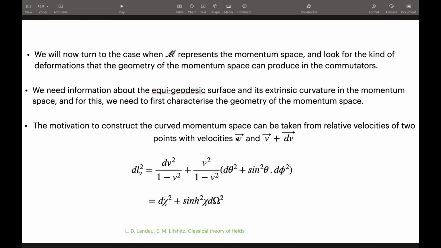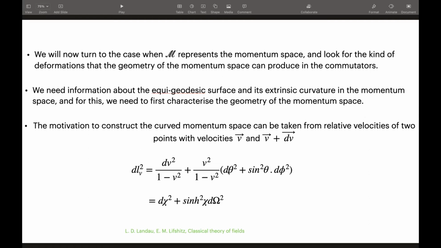We will now turn to the case when M represents the momentum space and look for the kind of deformation that the geometry of momentum space can produce in the commutator. So we need information about the equivalent geodesic surfaces and extrinsic curvature in the momentum space, and for this we first need to characterize the geometry of momentum space.